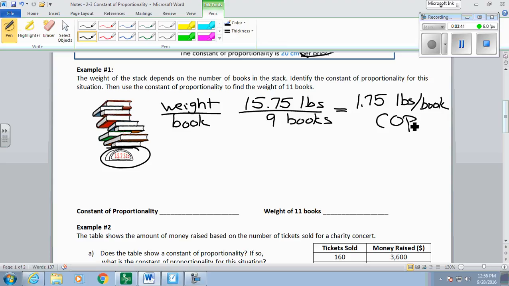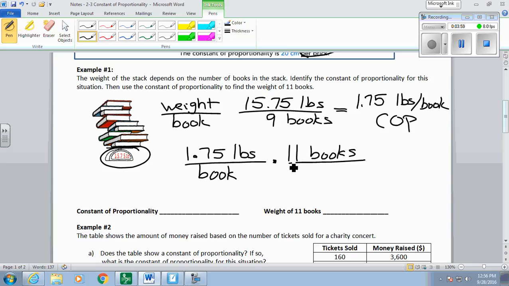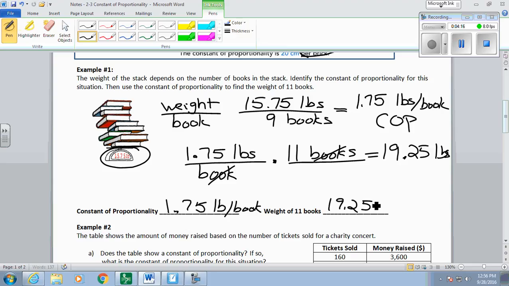All right. Now that I know the unit rate, or the constant of proportionality, I'm going to take that constant of proportionality of 1 75/100 pounds per book. If I know how many books I now have, I multiply that by 11 books. I can cross cancel my units of book, and I will get 19 25/100 pounds. And I have a spot for us to write those answers right here: constant of proportionality, 1 75/100 pounds per book, and the weight of 11 books, 19 25/100 pounds.